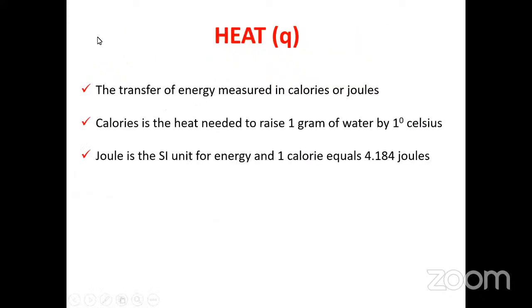So now heat is designated by small letter Q, and the transfer of heat is measured in calories or joules. The transfer of heat is measured in calories or joules. Remember, heat is designated in this study by small letter Q.